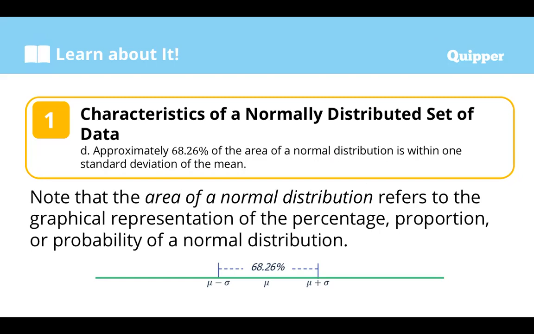kung meron tayong mean dito, meron tayong one standard deviation below the mean and one standard deviation above the mean. Correct? So we have the mean minus the standard deviation. That's for the one. And another one here will be above the mean, which is mean plus standard deviation. And its area, yung area ng buong yan, from these two ends, na one standard deviation above the mean and below the mean, is 68.26%.